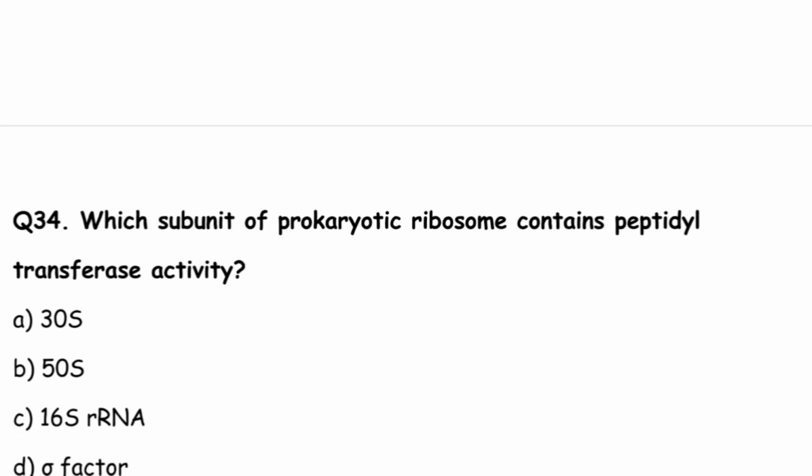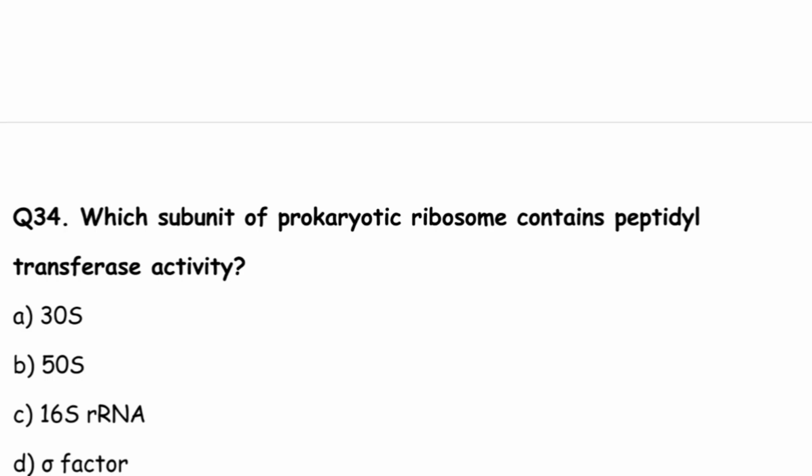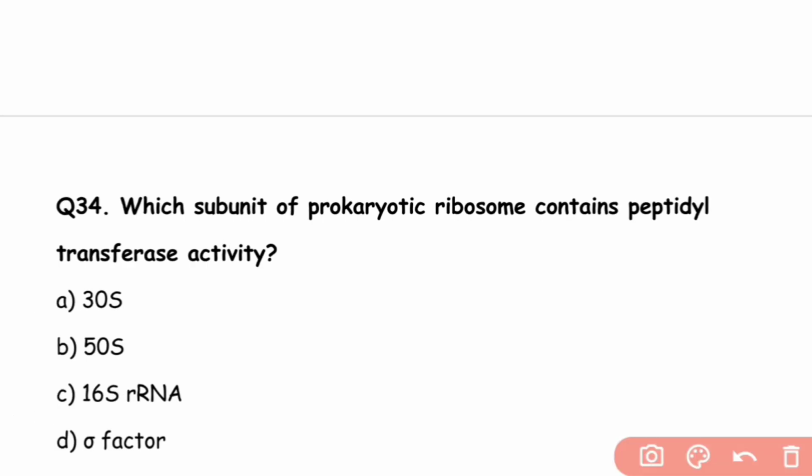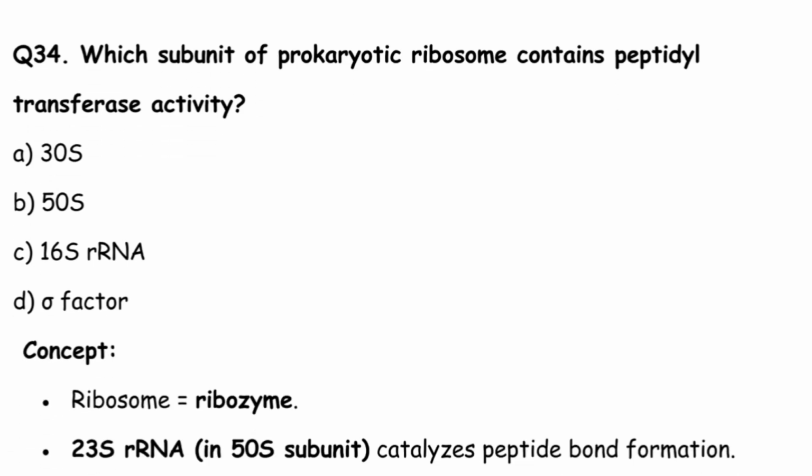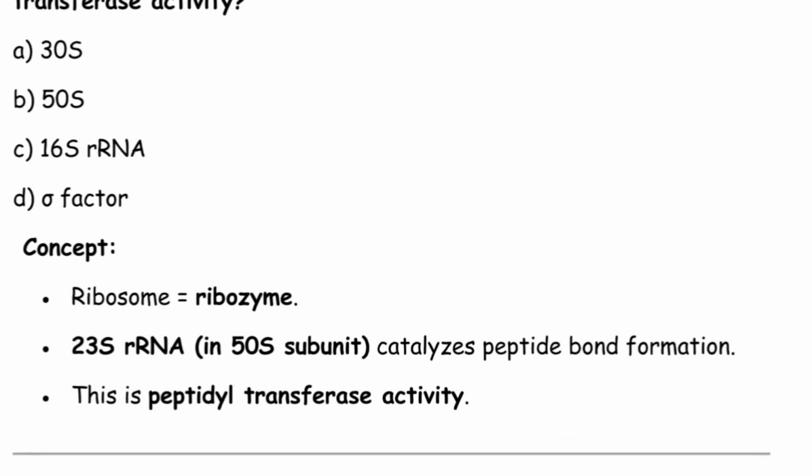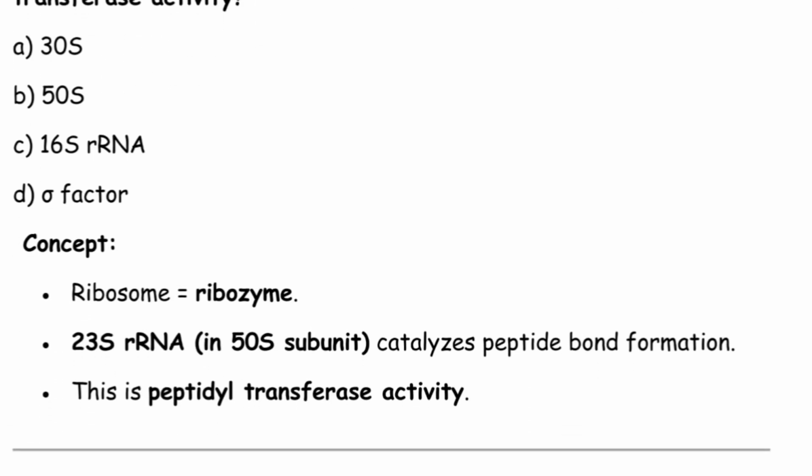Next question: which subunit of the prokaryotic ribosome contains peptidyl transferase activity? A. 30S subunit, B. 50S subunit, C. 16S rRNA, or D. Sigma factor. The answer is B, 50S subunit. It contains peptidyl transferase activity. And more specifically, if there is an option of 23S rRNA, that will be a more correct answer.